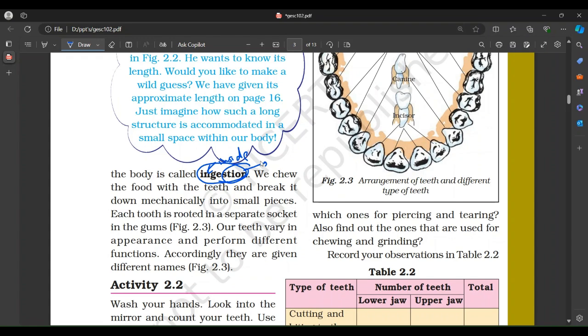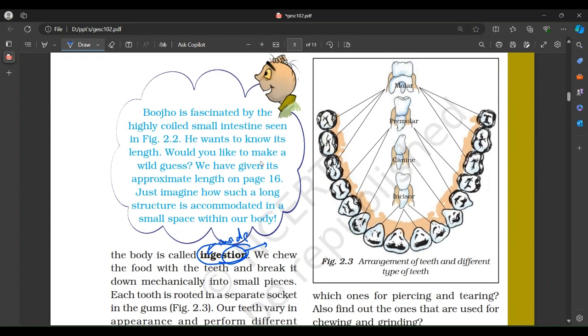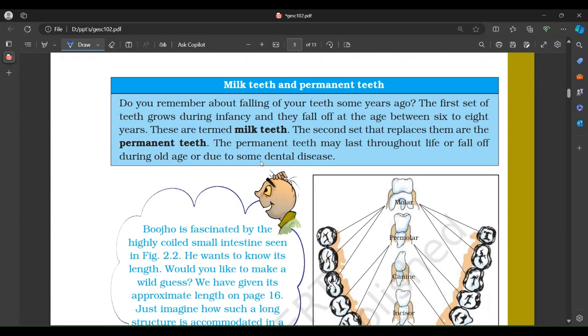Now we chew the food with the teeth. First of all, let's understand the arrangement of teeth. Before that, a little bit of history of the teeth. In childhood our mother says you are having milk teeth, and afterwards you will get permanent teeth. After some years, maybe 6 to 7 years, your milk teeth will fall.